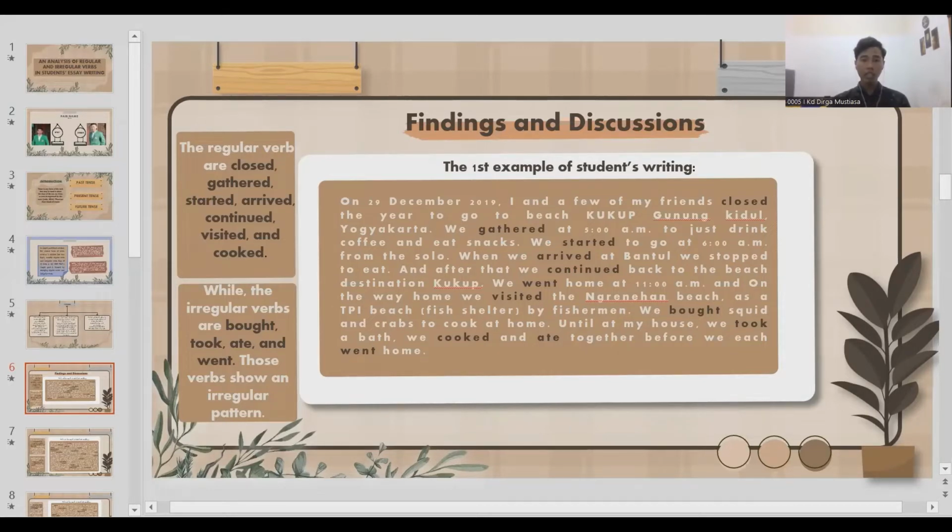While the irregular verbs are bought, took, ate, and went. Those verbs show an irregular pattern. For example, the verb two is bought, then the verb one is buy. The verb two is took, then the verb one is take, and etc.